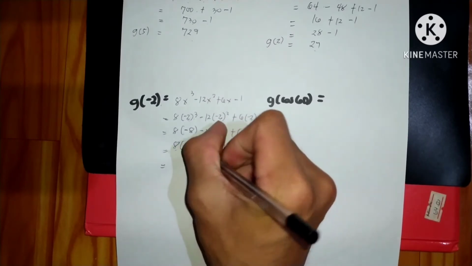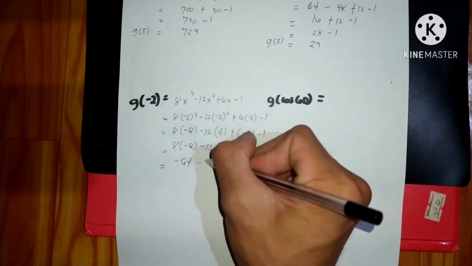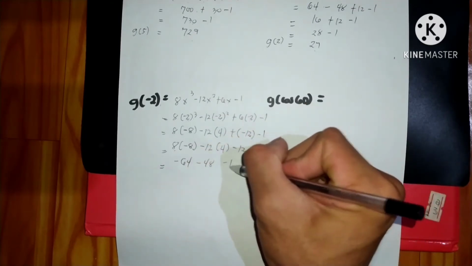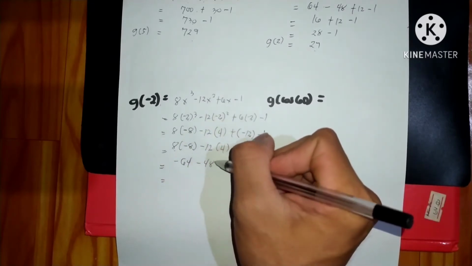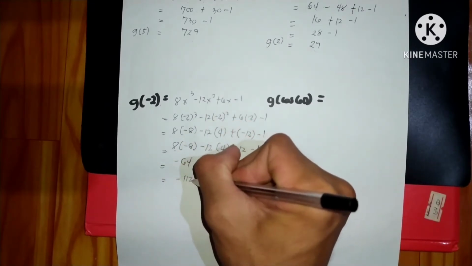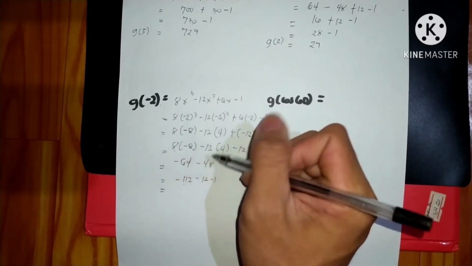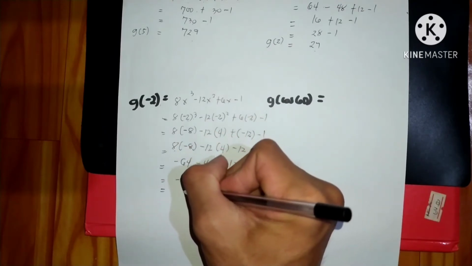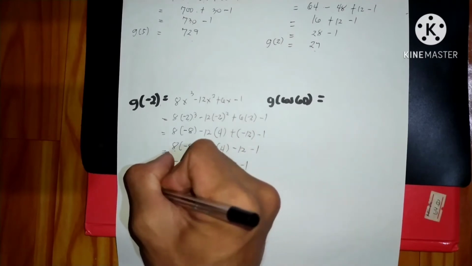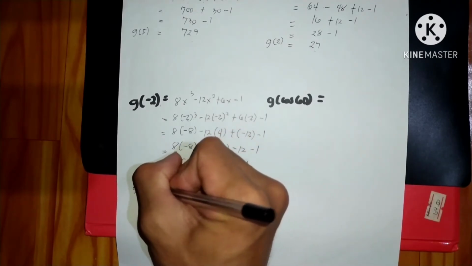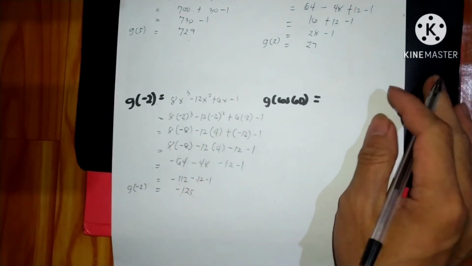8 times negative 8 is equals to negative 64 minus 48 minus 12 minus 1. So, negative 64 minus 48 is equals to negative 112 minus 12 minus 1. Negative 112 minus 12 minus 1 is equals to negative 125. Therefore, the value of G of negative 2 is equals to negative 125.